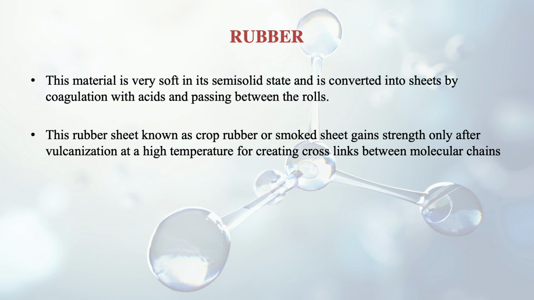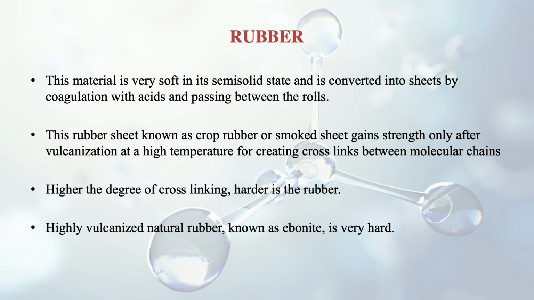Now vulcanization, what is it? Actually, we introduce sulfur into the rubber, so it becomes hard and stronger. Nowadays other processes are also there, but the basic thing is that sulfur is introduced. And what happens due to this? Cross links are created between the molecular chains. The higher the degree of cross linking, the harder the rubber will be. So highly vulcanized natural rubber is very hard, by the name ebonite.